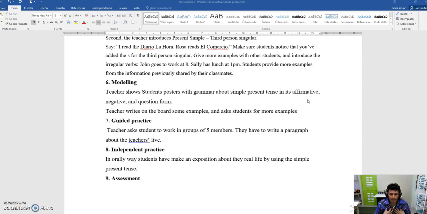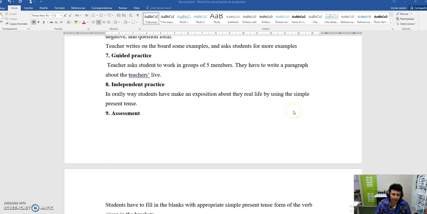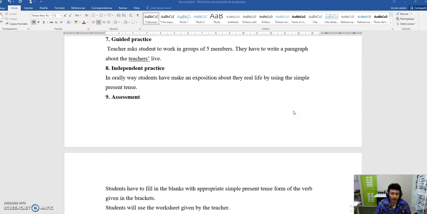Let's continue. And now the 8th step is the independent practice. Independent practice is time to work on their own, because I prepared them with a guided practice, whole class. Now is the independent practice. In an orderly way, the students have to make an exposition about their real life by using the topic, in this case the present tense.